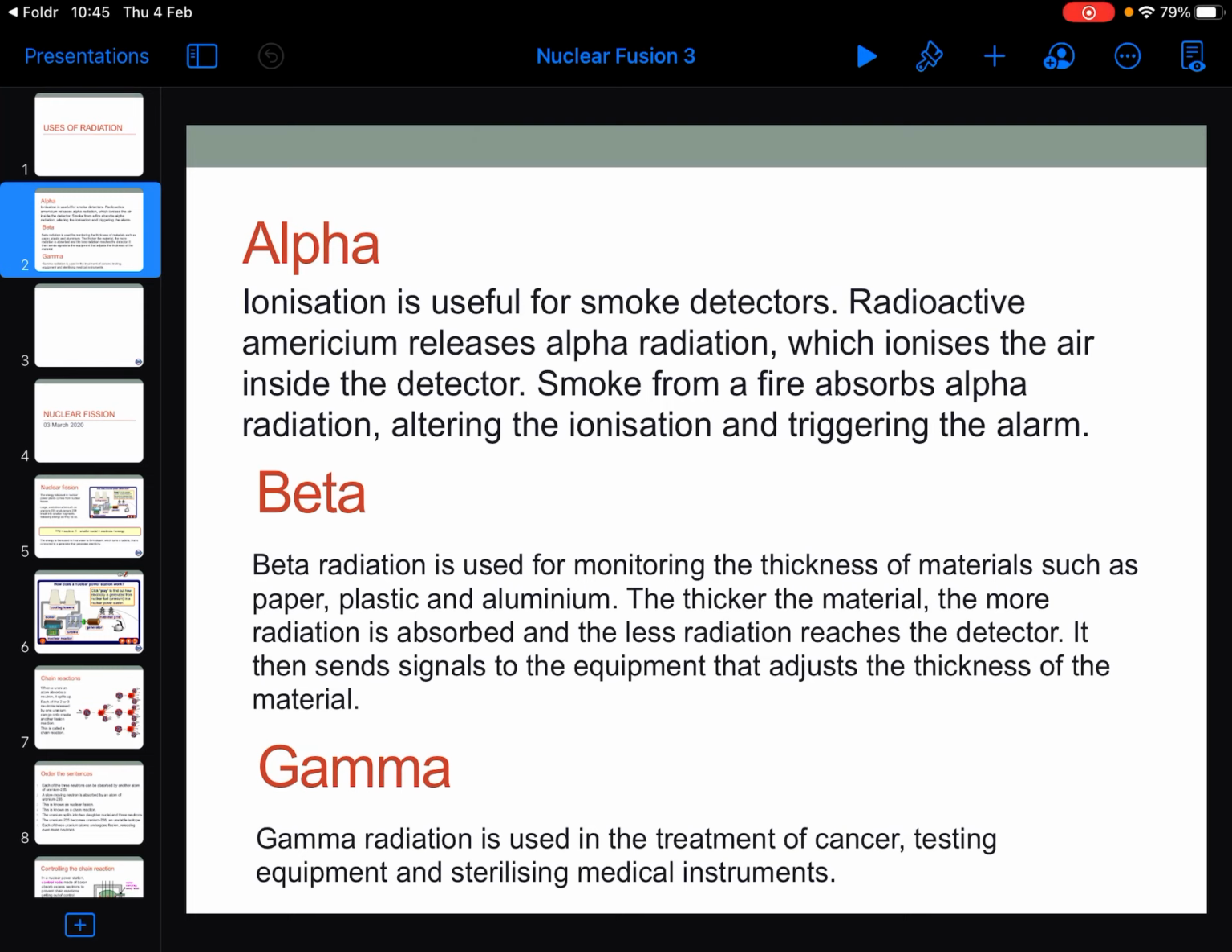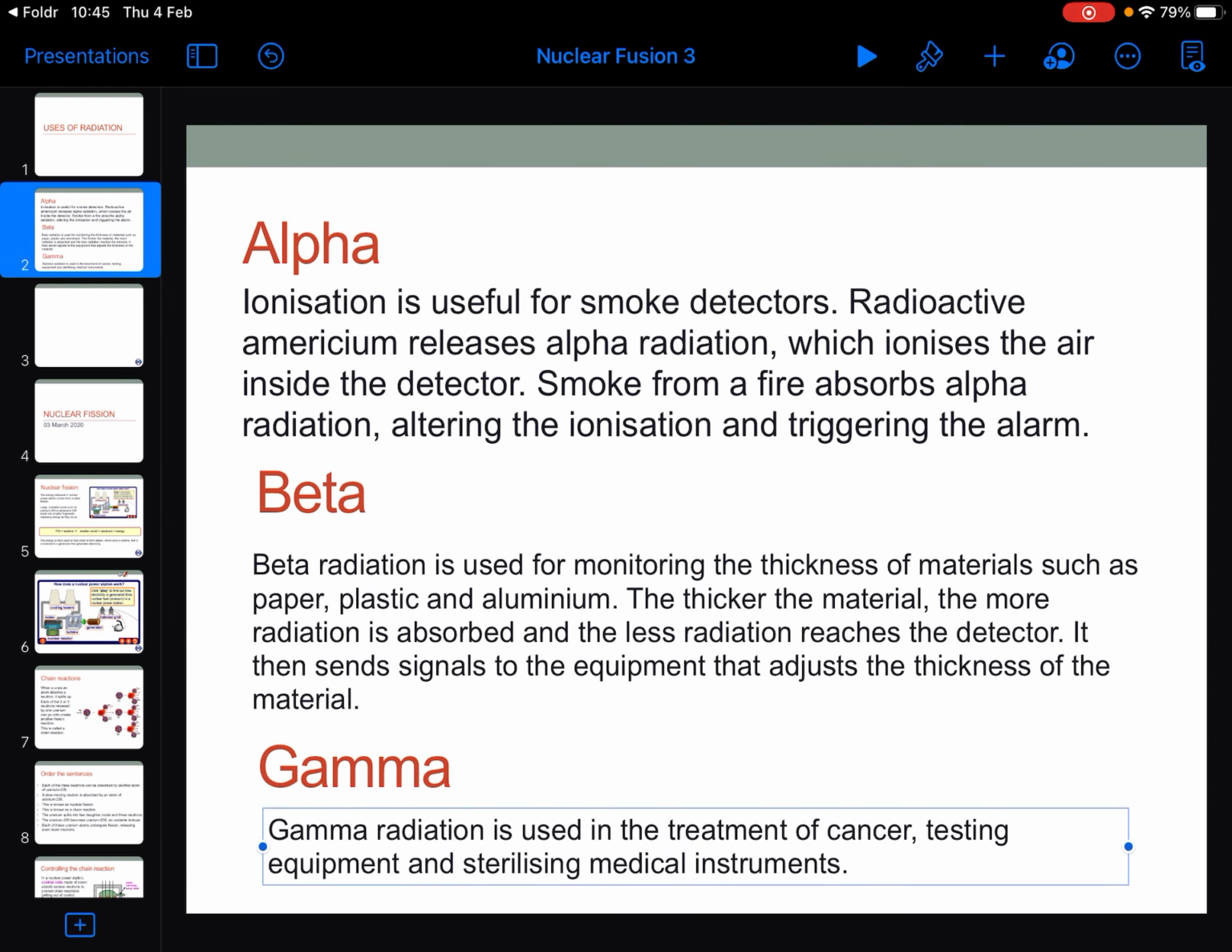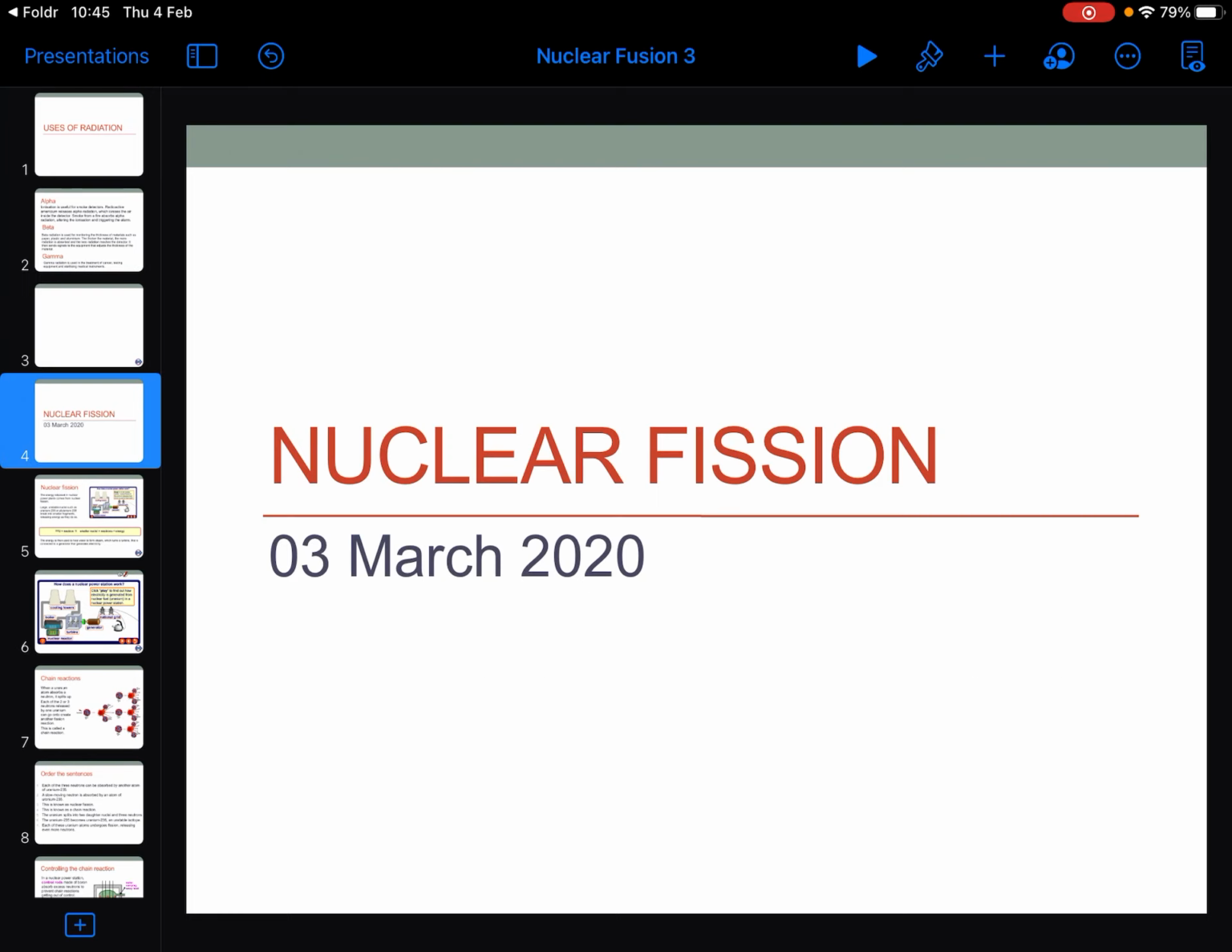Gamma radiation is used in the treatment of cancer, testing equipment and sterilising medical instruments. We also know that it's used in gamma cameras, gamma knives, etc. There you go, there's some uses. Let's go on to nuclear fission.